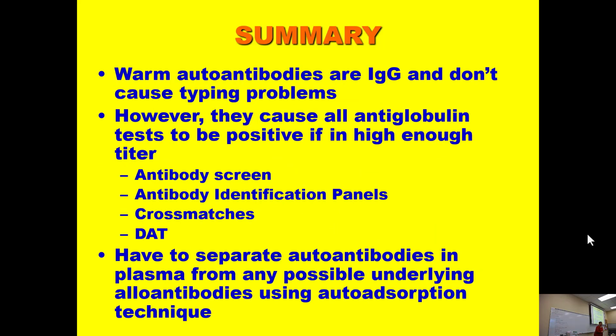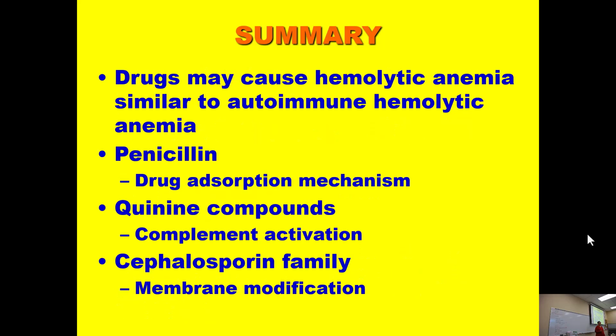Warm autoantibodies are IgG. They don't cause typing problems. However, they cause all antiglobulin tests to be positive: your screens, ID panels, cross matches, DATs. We have to separate out autoantibodies in plasma from any possible alloantibodies so that they don't hide the alloantibodies. We have to be aware of that. Drugs may cause hemolytic anemia similar to autoimmune hemolytic anemia. Penicillin, quinine, cephalosporin, those are the 3 majors.